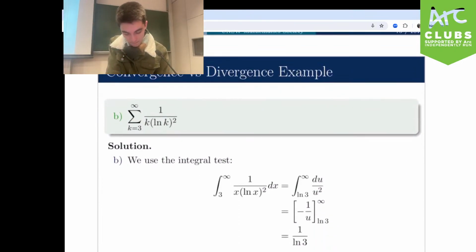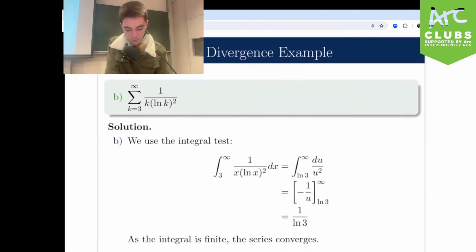We look at whether this integral converges or diverges, right? And when we evaluate it, we see that it does converge. And therefore, the series has to converge too. But again, be wary, because this doesn't tell us what it converges to. Just because the integral converges to 1 over natural log of 3 doesn't mean the series converges to the same thing.